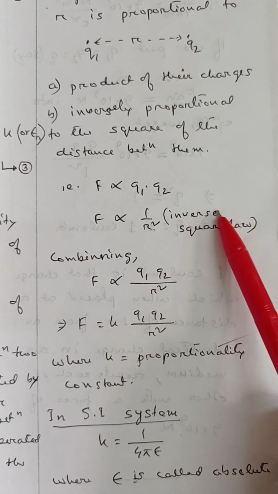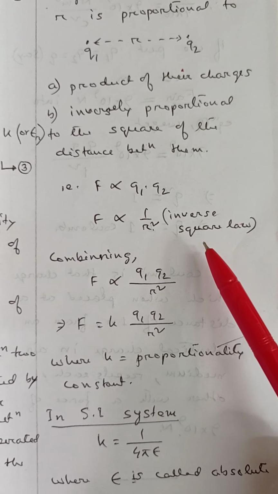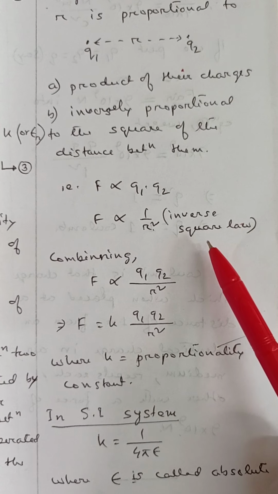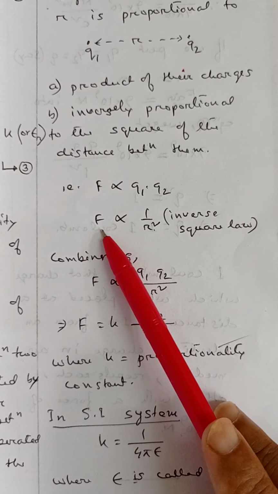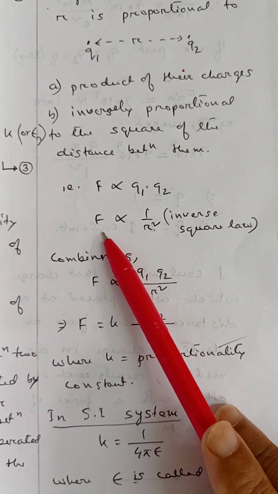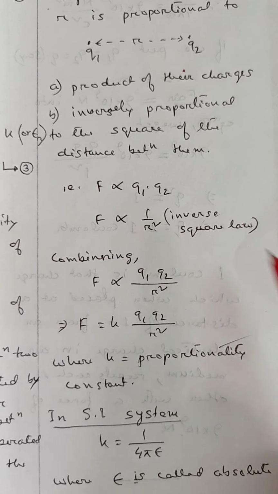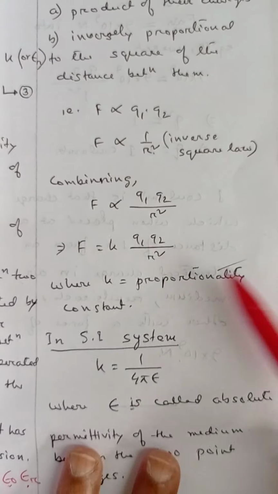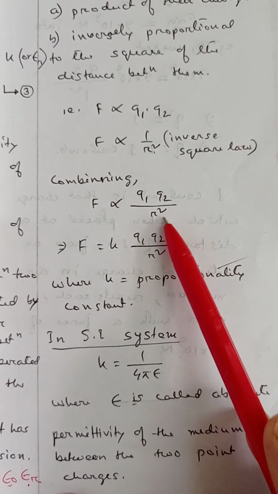This is also called the inverse square law. That means Coulomb's law obeys the inverse square law. The force of interaction between the point charges is inversely proportional to the square of the distance between them. So combining these two, we get F proportional to Q1 Q2 by R square.